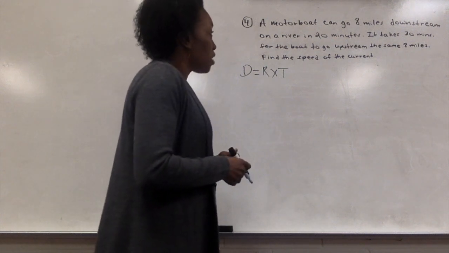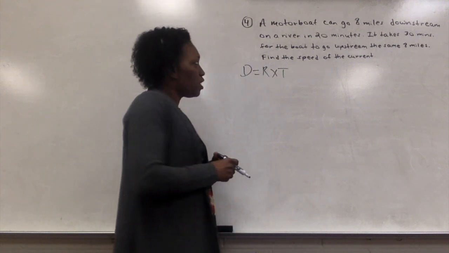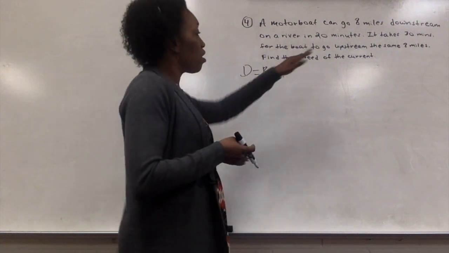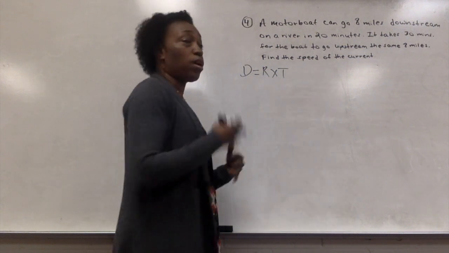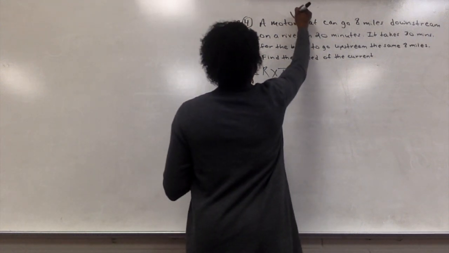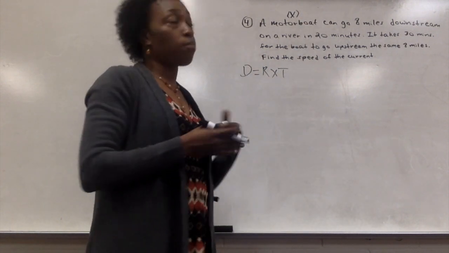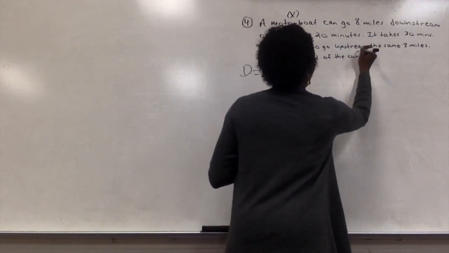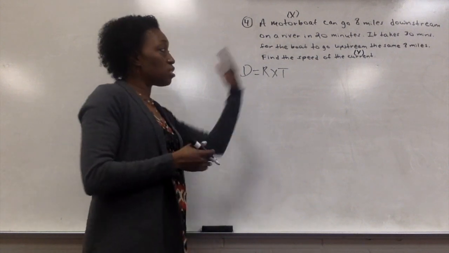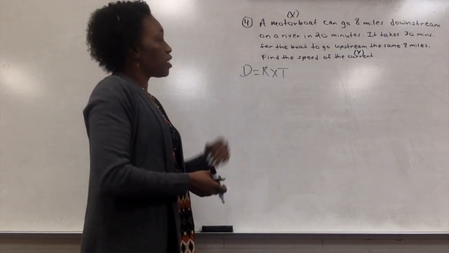A motorboat can go 8 miles downstream on a river in 20 minutes. Now, one thing we do know is that the motorboat has speed, and the current of the river also has speed. So we have two variables there to go with speed. I'm going to put an x right above motorboat. I'm going to let x represent the speed of the motorboat. And I'm going to put y in parentheses right above where it says current. That's the current of the river, so that's speed also.